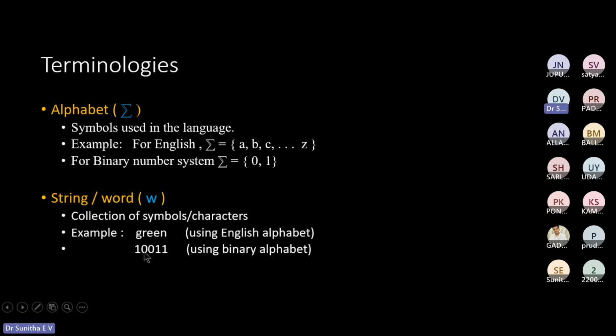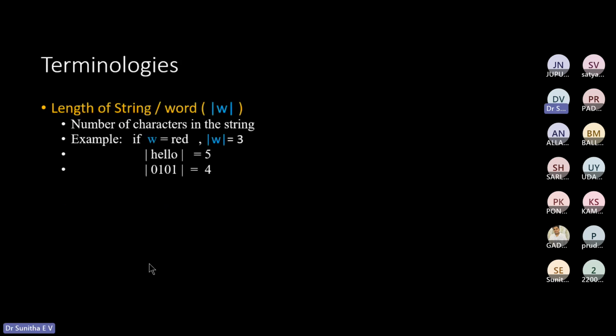Another string example is 10011. It is another string made up of binary alphabet. So here we have seen the binary alphabet and the English alphabet, and green and 10011 are two strings made up of these alphabets. So alphabet, string. Then we have to see the length of the string or length of the word.